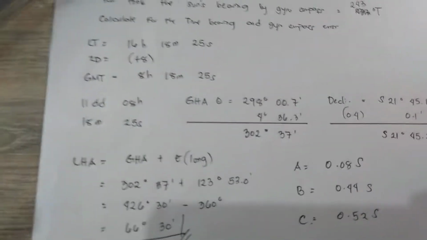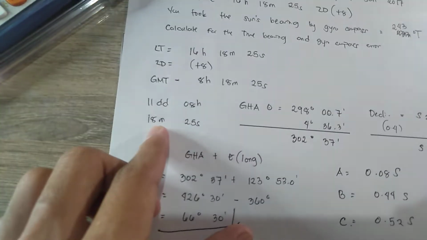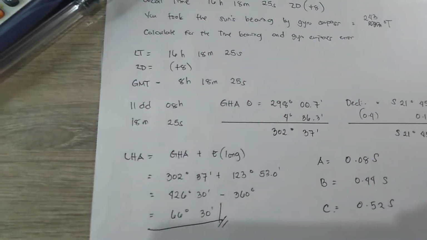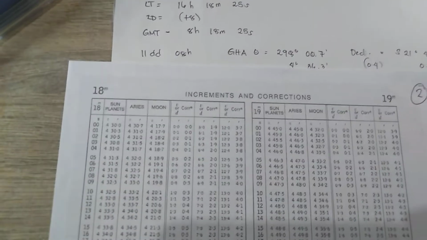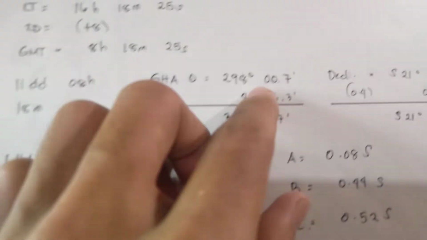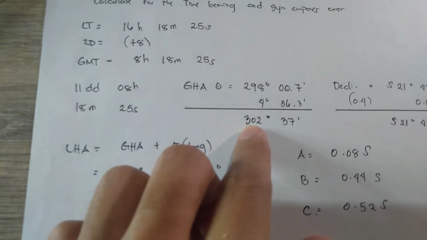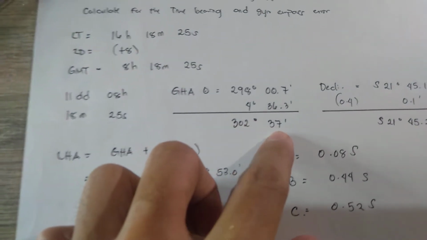For the remaining 18 minutes and 25 seconds, we're going to use the increments and corrections. Tracing 18 minutes and 25 seconds in the increments and corrections, that is 4 degrees and 36.3 minutes. Now we calculate, so the GHA is 302 degrees 37 minutes.